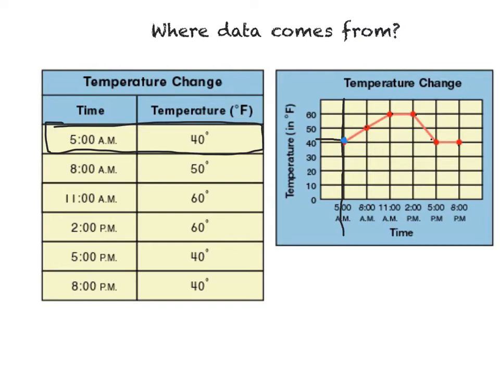Once I have put in my point for 5 a.m. and 40 degrees, I move on to the next one. My next one would be 8 a.m. and 50 degrees. Again, my job is to find where the line for 8 a.m. and 50 degrees meets. Right at this point, right here. And so on. I would go 11 a.m. and 60 degrees, all the way until I've done every piece of information in my table.